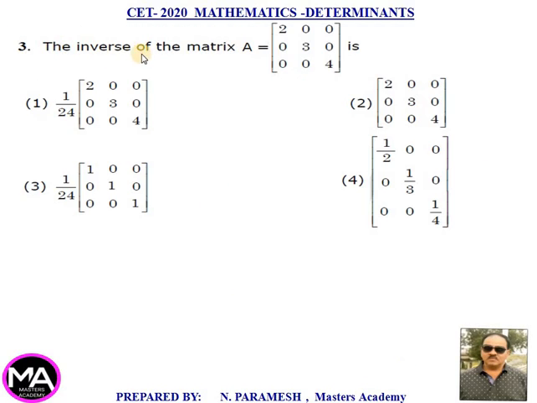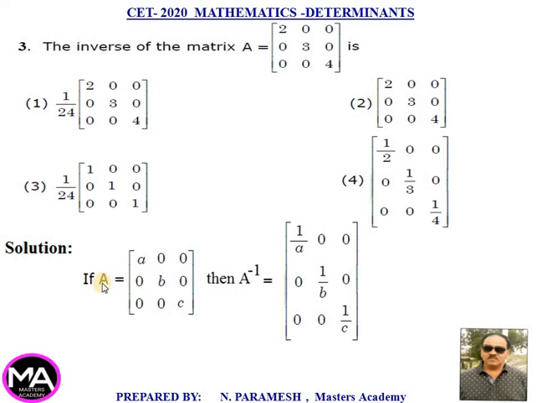Third question: the inverse of a matrix A equal to first row 2 0 0, second row 0 3 0, third row 0 0 4 is. 4 options are given. Solution: we know that if matrix A is equal to first row a 0 0, second row 0 b 0, third row 0 0 c, then A inverse is equal to the matrix first row 1 by a 0 0, second row 0 1 by b 0, third row 0 0 1 by c.